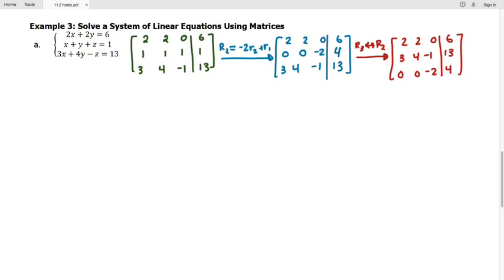Now, we are really close to echelon form in the third row. We just need that bottom right-hand corner number to be a 1. So the next thing I'm going to do is divide the third row by -2. So I'm going to replace row 3 with -1/2 row 3. And that's going to give me echelon form for the bottom row. And we are one step closer to getting our final answer. Okay, top row stays the same.